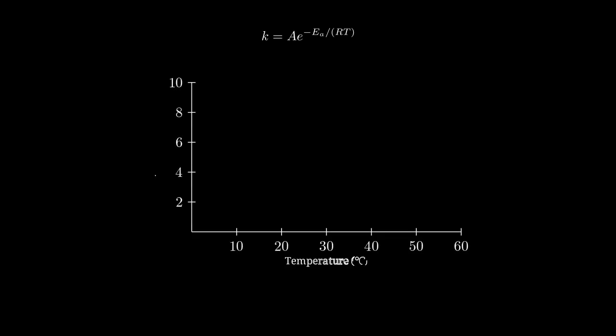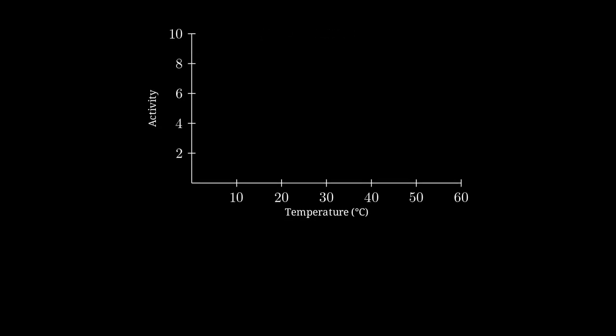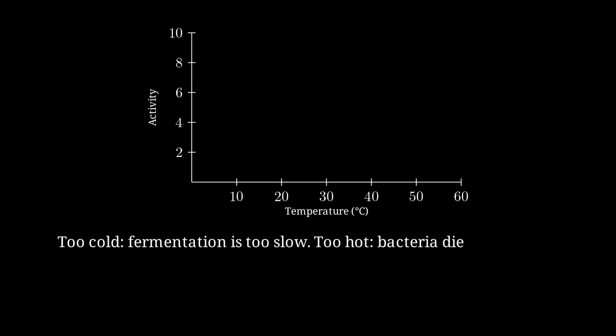If we plot bacterial activity versus temperature, we see it increases rapidly up to an optimum, then drops sharply as enzymes denature. For yogurt bacteria, the optimum is around 42 to 45 degrees Celsius. If temperature is too low, fermentation takes too long, and other unwanted microbes might grow. If it's too hot, enzymes denature and bacteria die. This is why commercial fermentation uses precise temperature control.